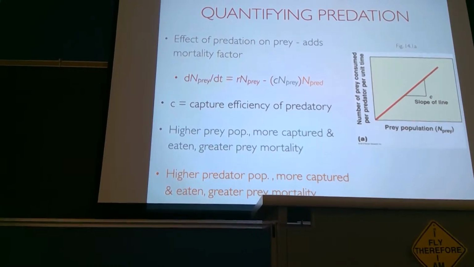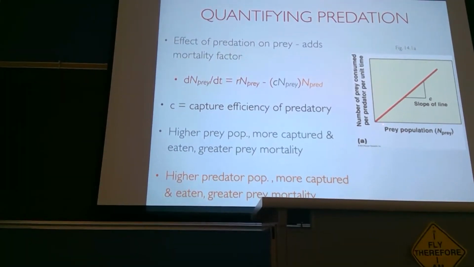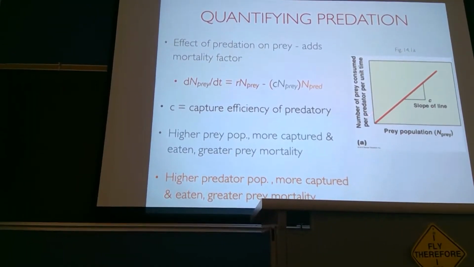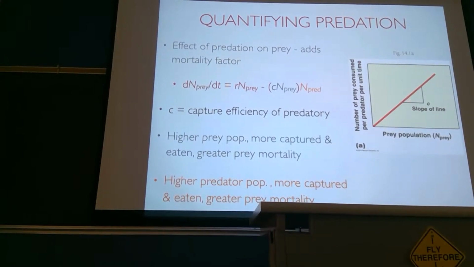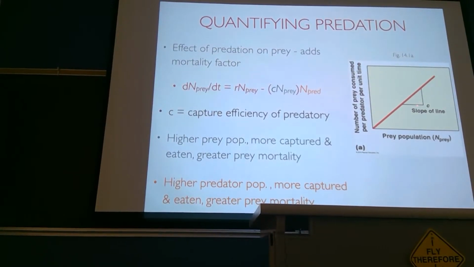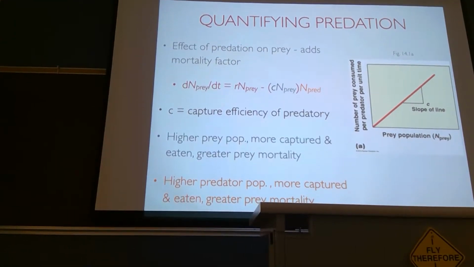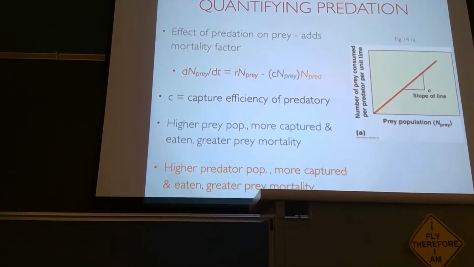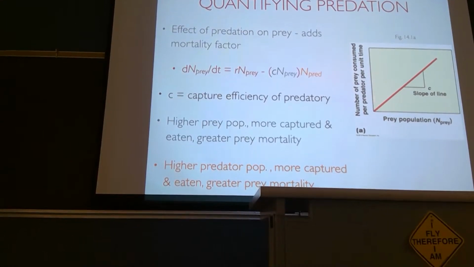In terms of prey population, changing from low prey population to high prey population, the number of prey consumed, the slope of this line is capture efficiency. And so if the slope of this line is super steep, then the predators are very efficient at finding and eating you. If the slope of this line is nearing horizontal and is very low and slow, you have a low capture efficiency for that particular predator.